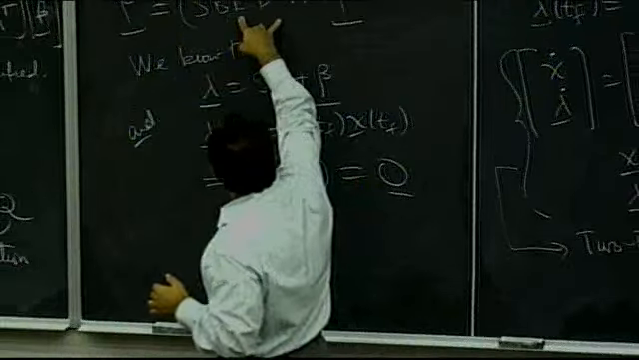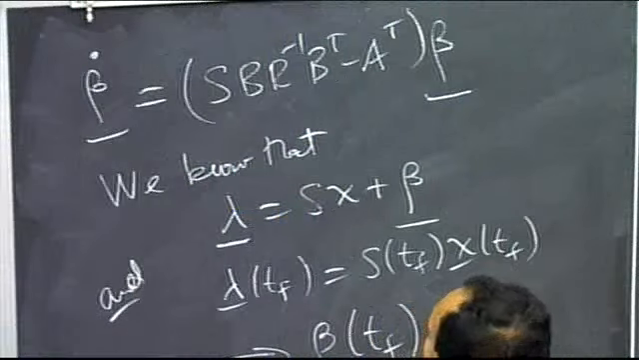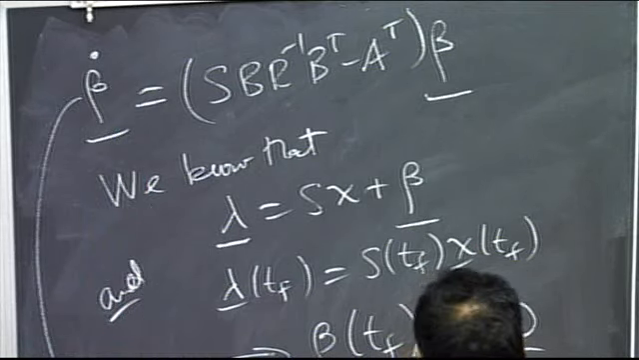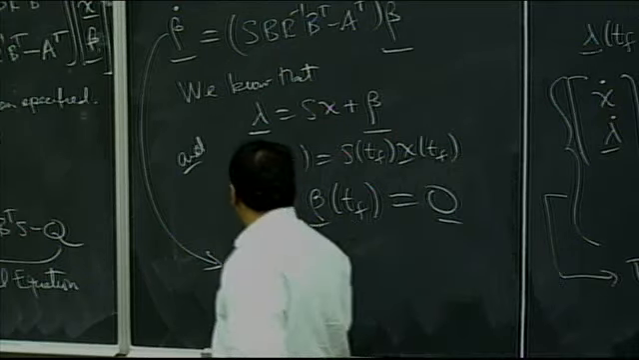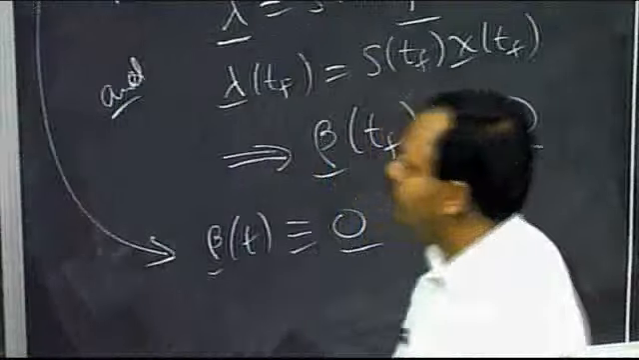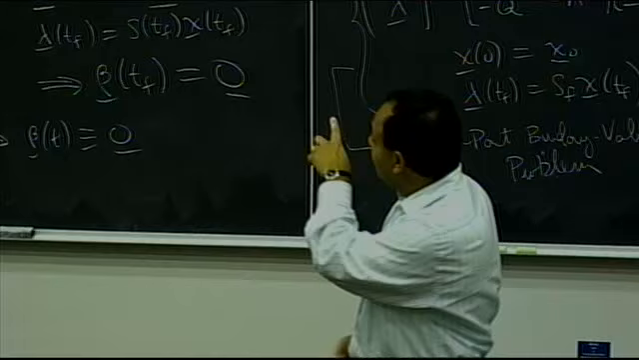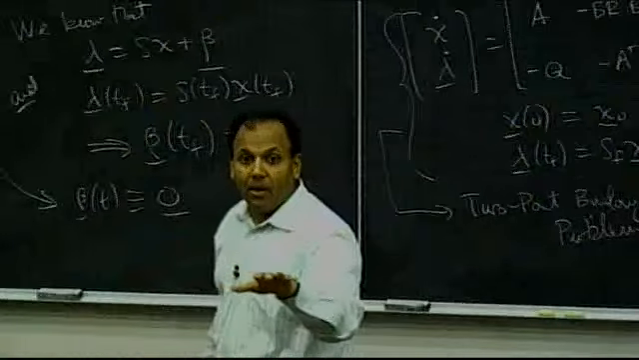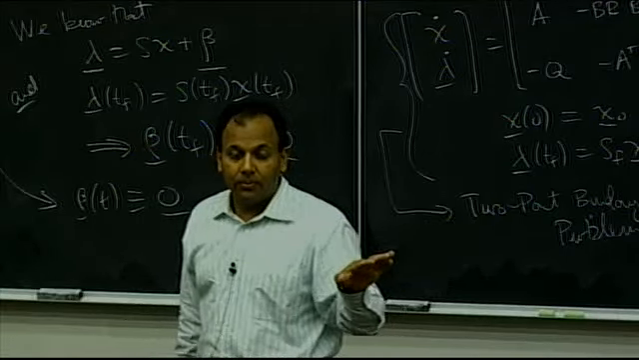Because I know what this matrix is. So this is beta dot is equal to something times beta. Because of that, since this is a linear differential equation and it has a boundary condition that at some value it's equal to 0, the solution is that beta of t has to be identically 0. That's the only solution to this problem because it can only have one solution, right? That differential equation can only have one solution. And if its value is 0 anywhere, it's going to be 0 everywhere. There's no way it can be anything else, all right?